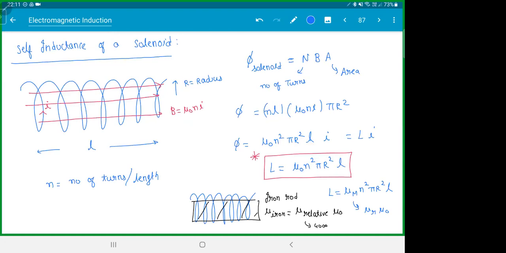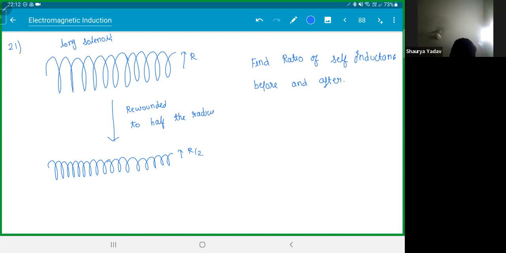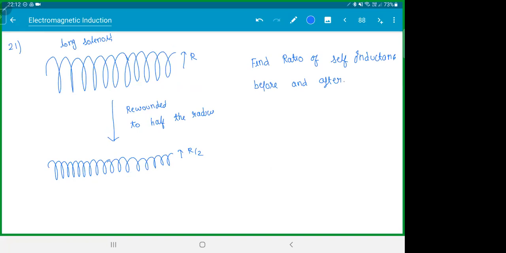This is the formula for self-inductance. Write it down in case you didn't. Mu naught small n square pi r square l. Small l is the length and r is the radius, and small n is the number of turns per unit length. Try, you got a minute. Easy one. Two is to one. Okay. 2:1, right? Others, try. I'll give another one minute.